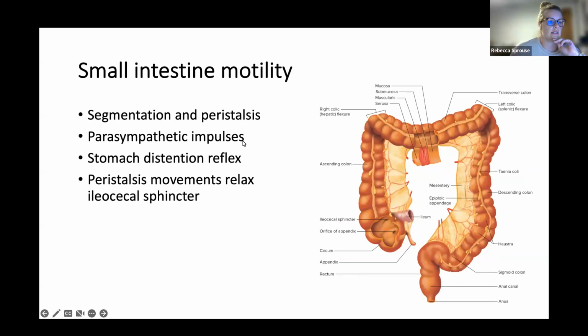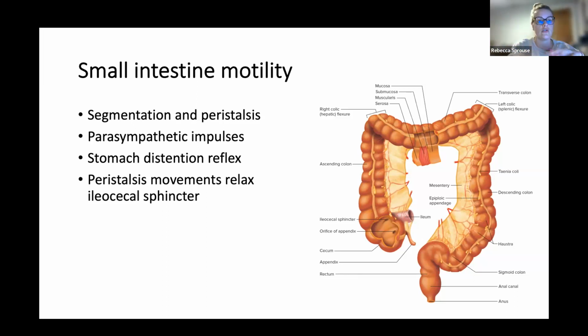Okay, so how fast does this go? Well, the small intestine contracts by segmentation as well as peristalsis. So it kind of has some mixing movements because that digestion has to complete first before things can be absorbed. Then it will move things through peristalsis, all driven by parasympathetic impulses. There is a stomach distension reflex, which triggers the small intestine to be receiving those contents. And then also peristalsis triggers sphincters to relax.